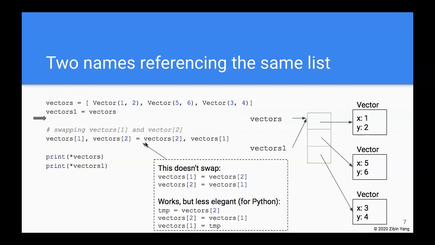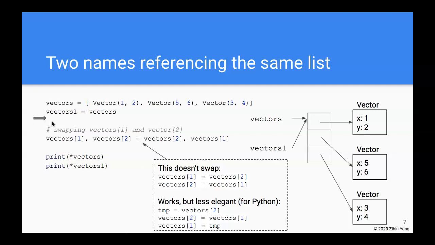The Pythonic way to do it is a sort of tuple assignment, which simultaneously assigns the vector at index 2 to index 1, and the vector at index 1 to index 2. So this would correctly swap the two. That's a quick digression on how to swap two variables in Python. But anyway, let's get back to what we were talking about.